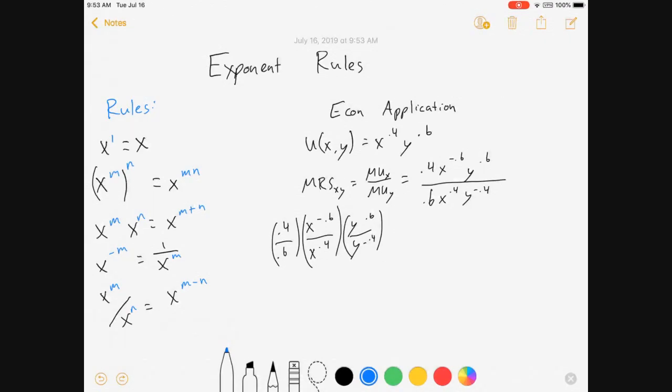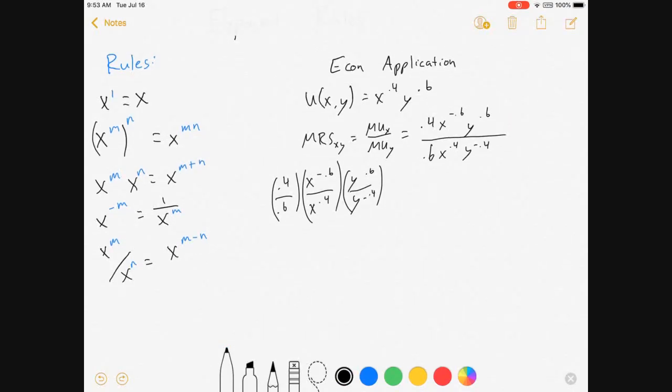Well, one way I could do this is I could take advantage of my negative exponent rule. So let's see, 0.4 over 0.6, that's just going to simplify to 2/3. But x to the negative 0.6 is the same as 1 over x to the 0.6. So this thing becomes 1 over x to the 0.4 times x to the 0.6. This negative that we had here just meant bring it down and get rid of the negative.